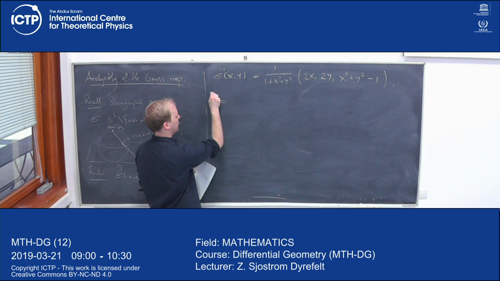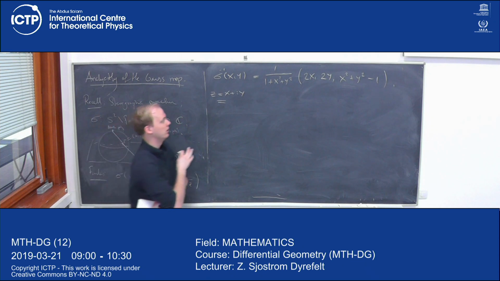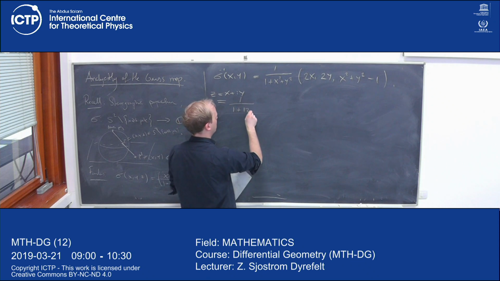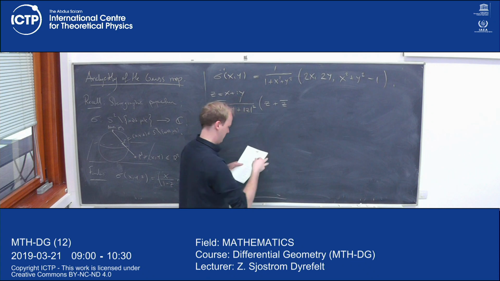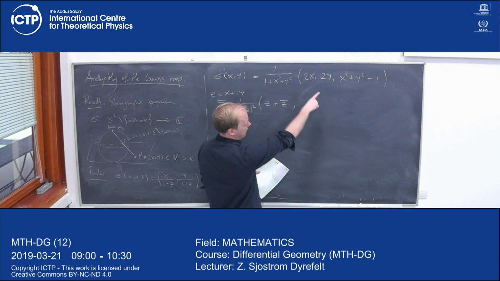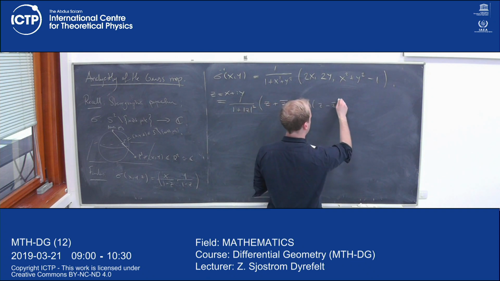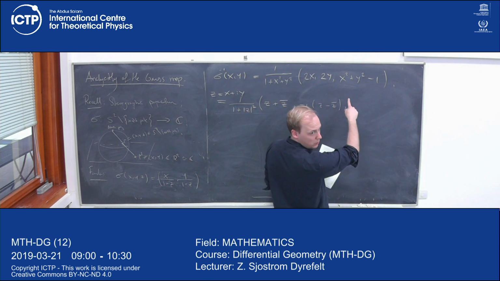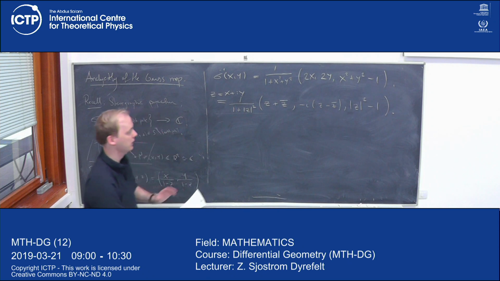And note that if I put now z equals x plus i y, then for example x squared plus y squared is the norm squared. So this is equal to 1 over 1 plus the norm squared, times 2x, that's 2 times the real part, so this is z plus z bar. 2y, you can obtain it by minus i times z minus z bar. And this last part is just the norm squared minus 1. So you can write it in this way.